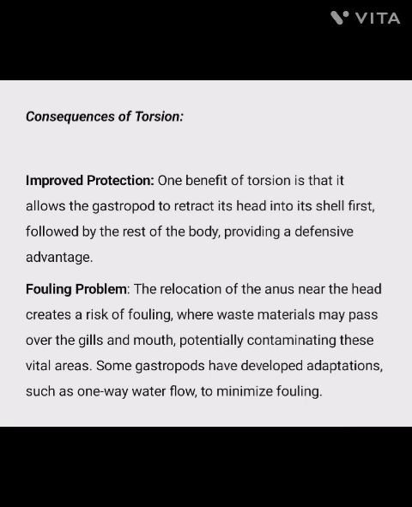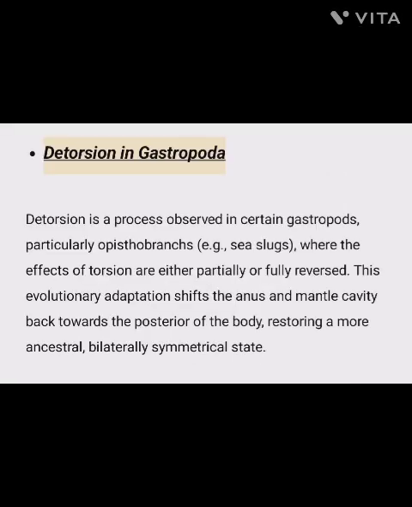Fouling problem. The relocation of the anus near the head creates a risk of fouling, where waste materials may pass over the gills and mouth, potentially contaminating these vital areas. Some gastropods have developed adaptations, such as one-way water flow, to minimize fouling.